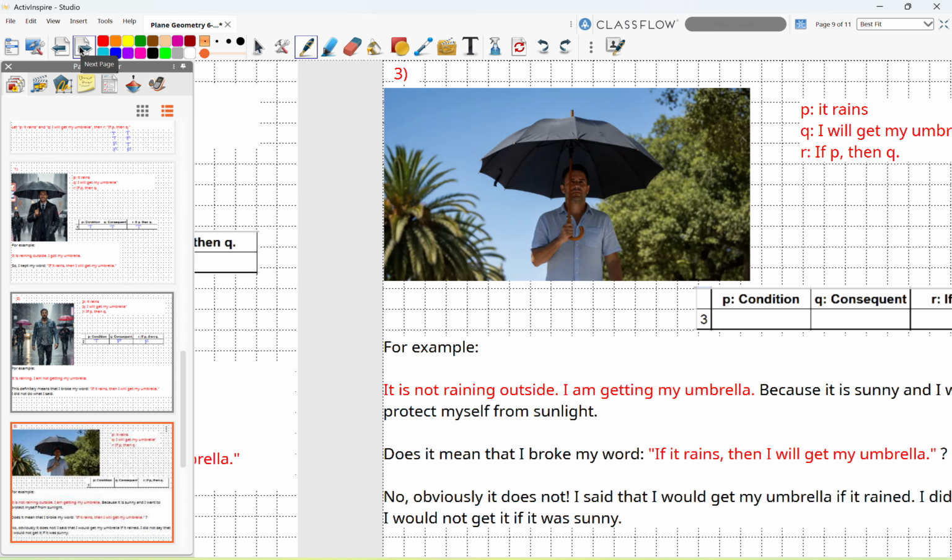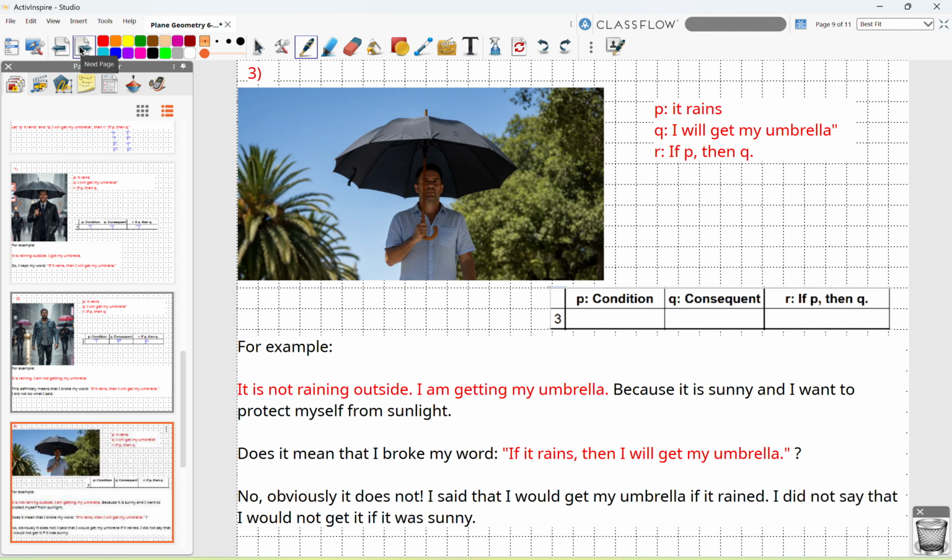Okay. The third case, it's sunny outside, so it doesn't rain. It means that P is false. It's not raining outside, it's sunny. I'm still getting my umbrella. So the consequent followed. Q is true. I'll get my umbrella, and I got my umbrella.